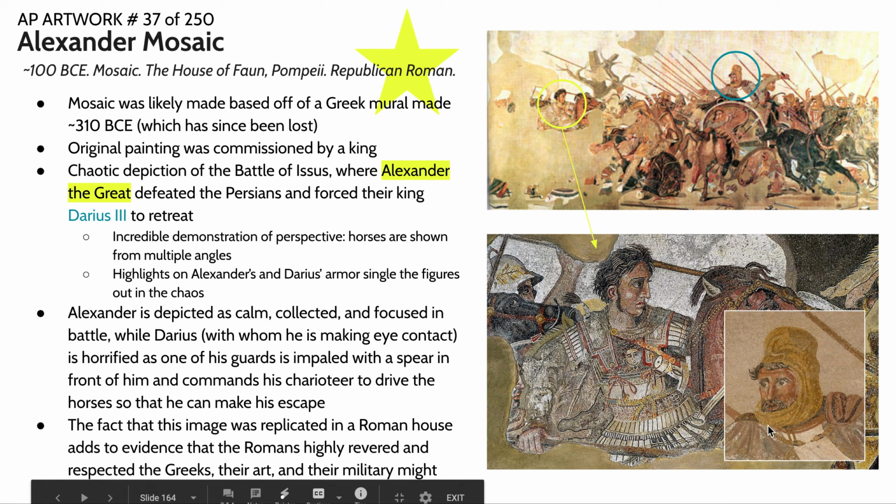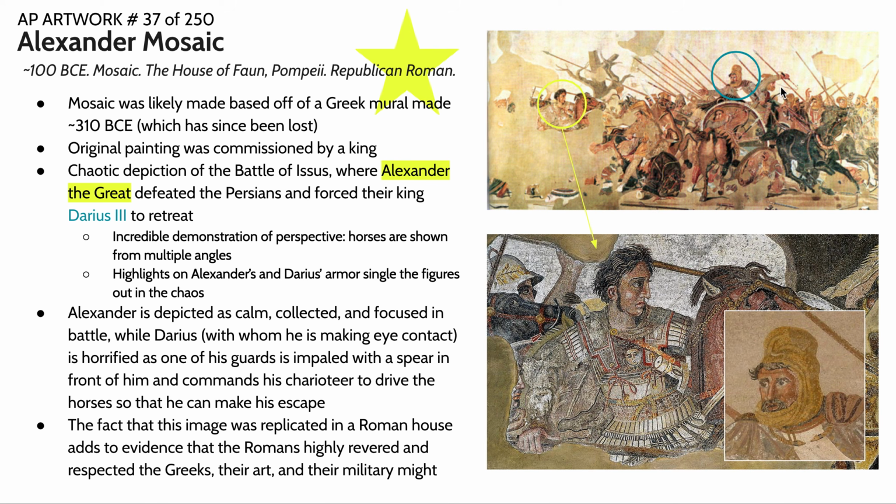Interestingly, while we see this kind of gobsmacked expression on Darius where he's obviously fearful, you can see that his mouth is slightly open, we see Alexander the Great have a very determined expression. He's not really fazed by this chaos. He's continuing to move forward. He has a spear at the ready. He's on his horse. He's ready to go. And he's making eye contact with Darius as if to say, "You're next." So Darius is basically on his chariot right here, and he's telling his charioteer to hightail it out of there and retreat.